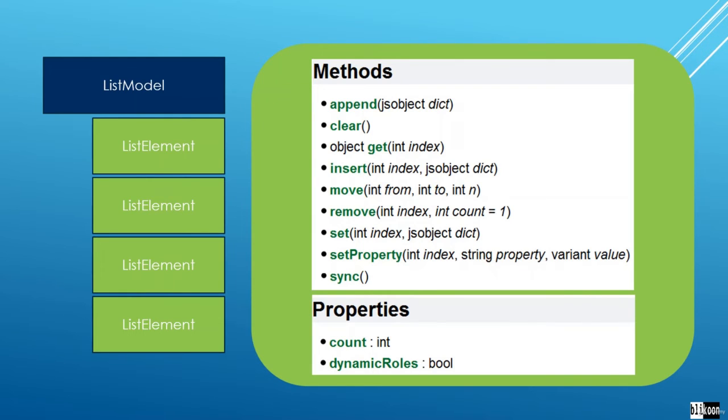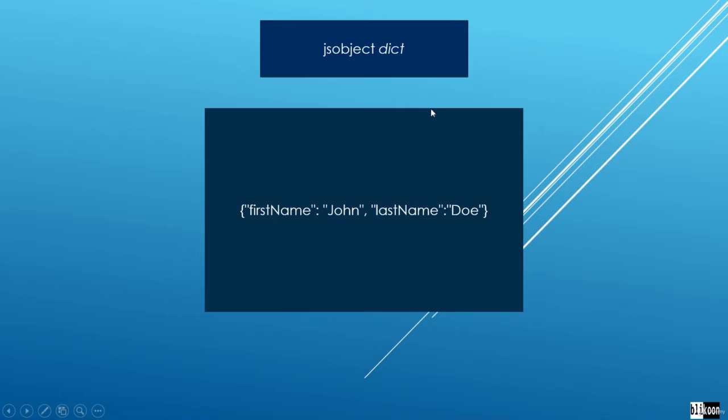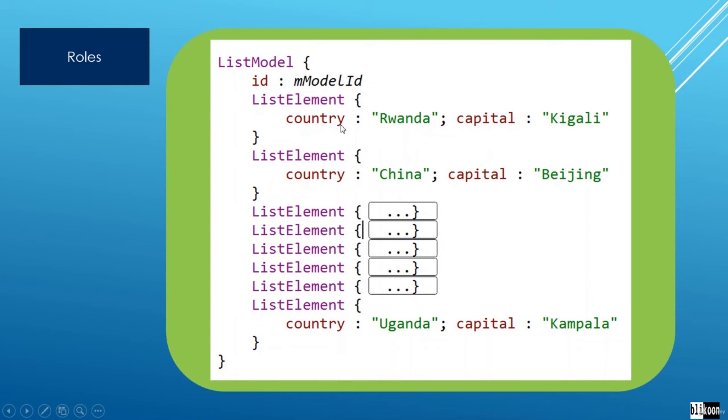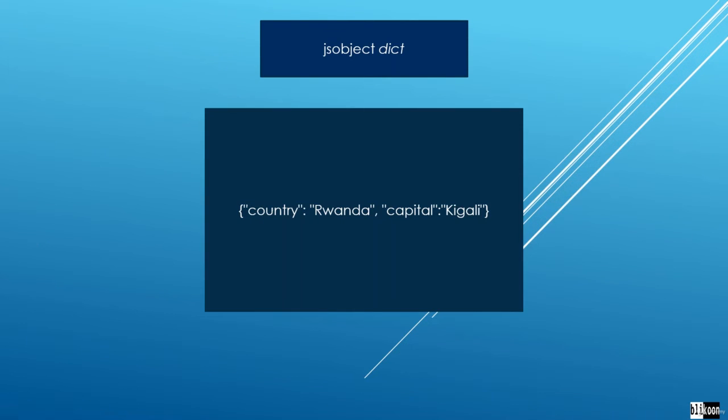If you look at this append method, it takes a parameter of JS object dictionary. I want to focus on this a little bit. If you are familiar with JSON, you're going to recognize what we have here. This is a JSON object, and this is how you pass data in your model dynamically. We just looked at an example of how you can build your list model, and you see that it takes country and capital here. If we were to put in a piece of data like this dynamically, we would pass in a JSON object that is structured like this. When you pass a list element dynamically, you pass it as a JSON object.